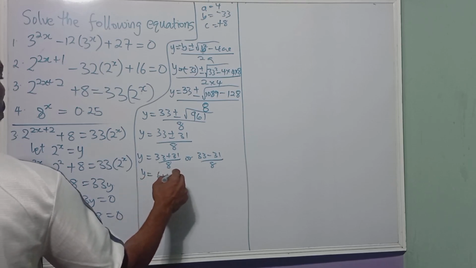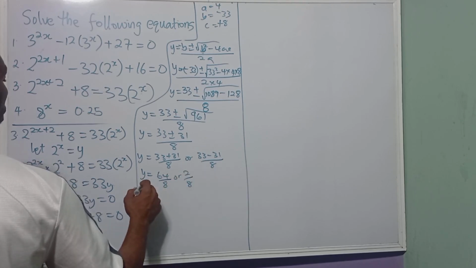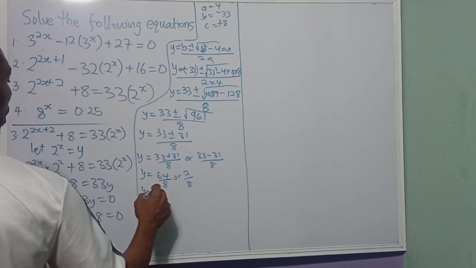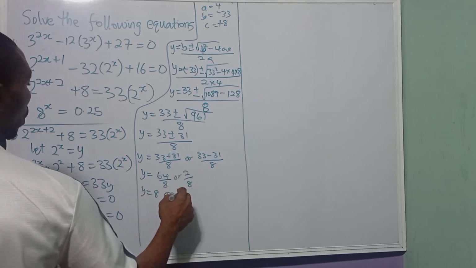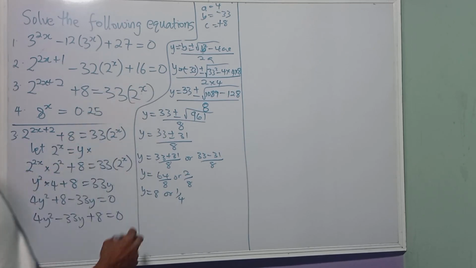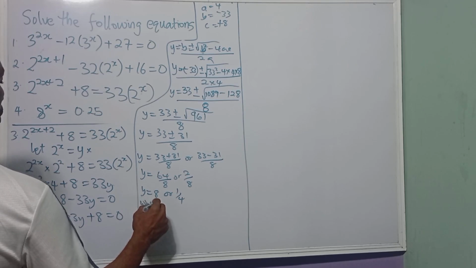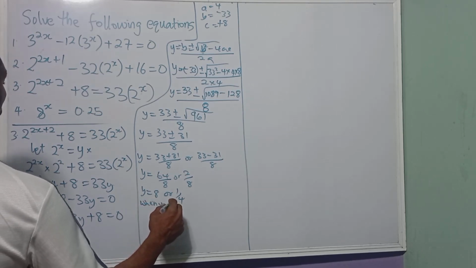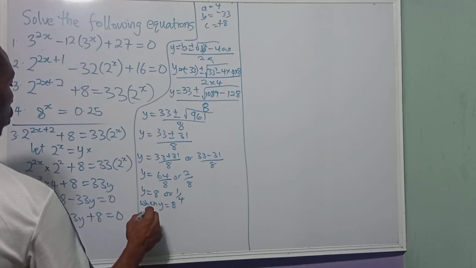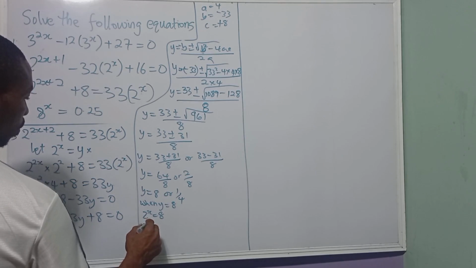64 over 8, or 2 over 8. So this would be y equals 8 or 1 over 4. Now, back into this equation, where we say let y be 2^x. So when y equals 8, 2 raised to the power x equals 8.